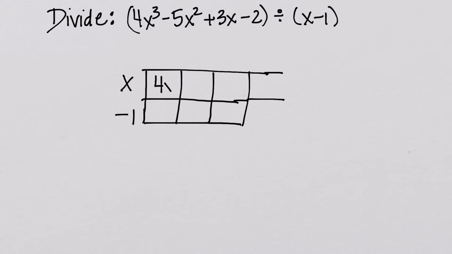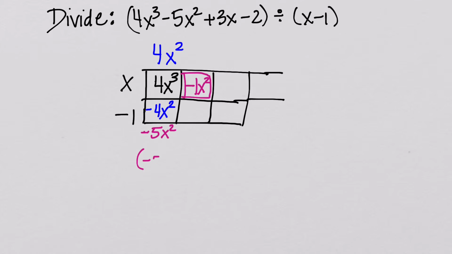So we put our 4x cubed in the first box, and we're looking for what we multiply x by in order to make 4x cubed. Well, that would be 4x squared. So when we multiply 4x squared by negative 1, we get negative 4x squared. Now we need the negative 4x squared plus the other box to make negative 5x squared. So that means we need to fill in with another negative 1x squared.